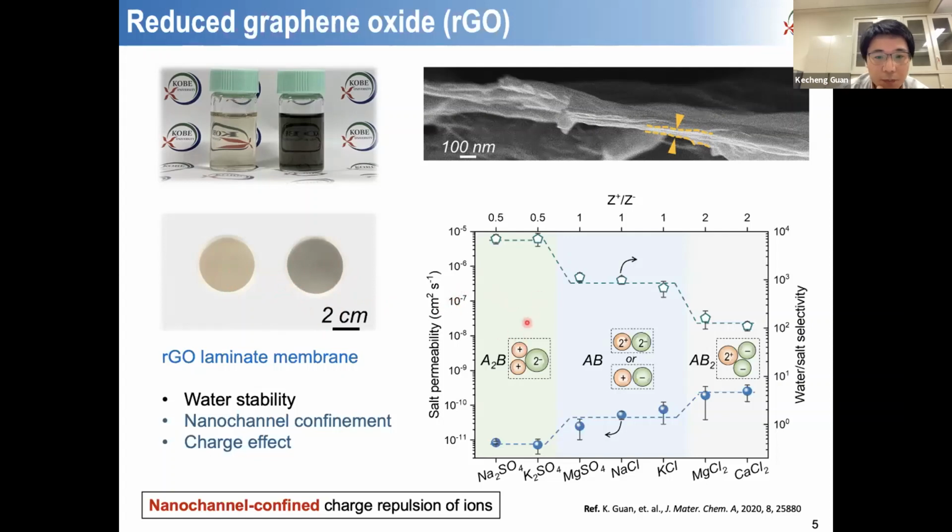And then we tested the salt permeation through this RGO membrane, and we found the salt permeation is mainly dominated by the charge effect. For example, for A2B type salts with divalent anions, which are also the co-ion of the membrane, it shows the highest water salt selectivity. But for the AB2 type with divalent cations, which are also the counter-ion of the membrane, it shows the lowest selectivity. So we proposed the mechanism of nanochannel confined charge repulsion of ions for this type of membrane.